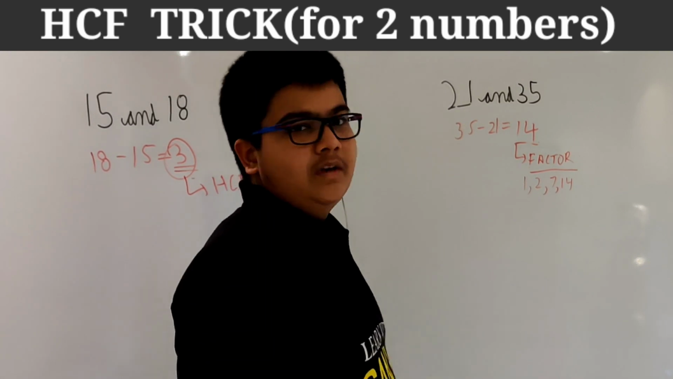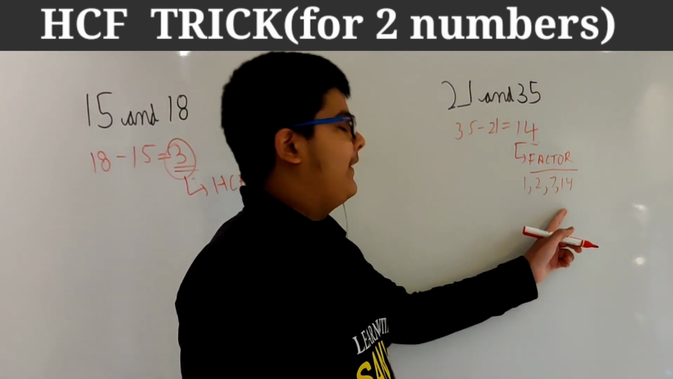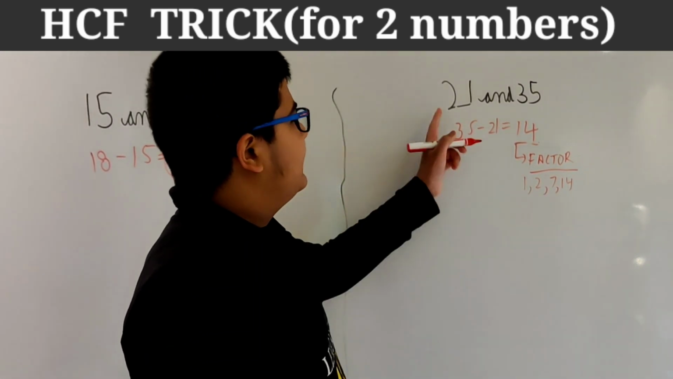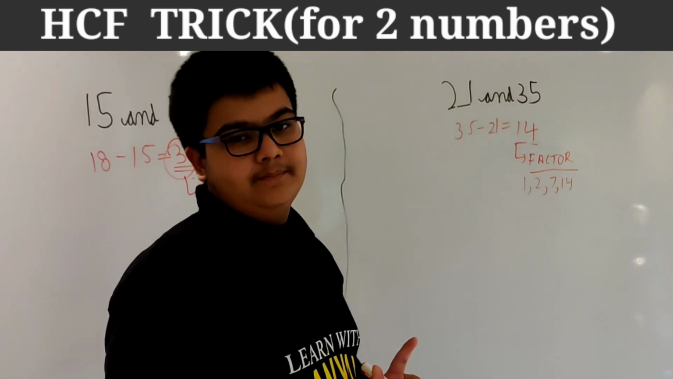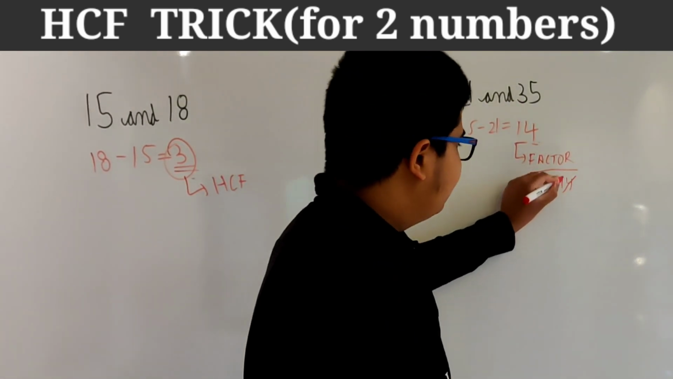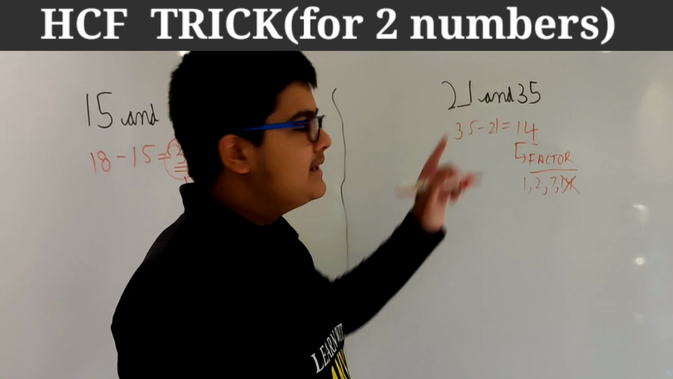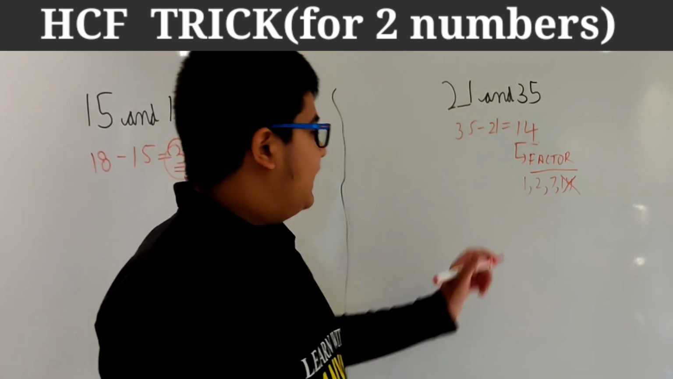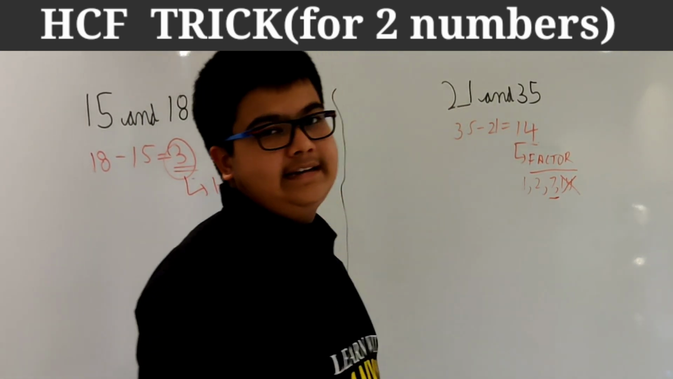Now what you have to do is start from the largest factor and check whether they are divisible by these numbers or not. So 14 we have already checked, it is not divisible by these numbers, so I have put a cross on it. Now take the next biggest factor and that is 7.